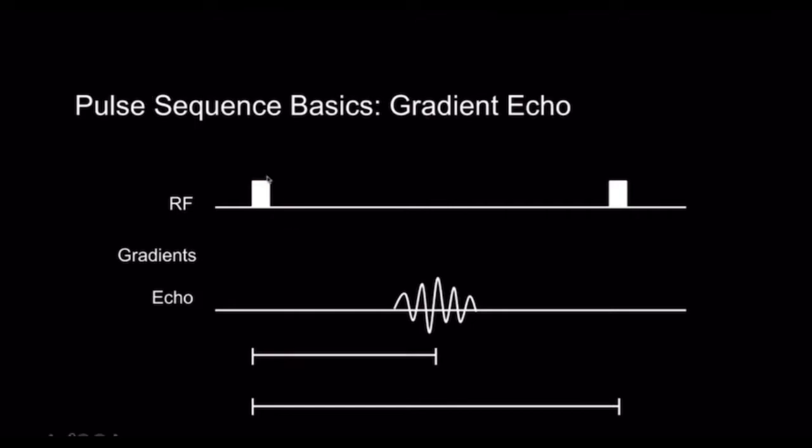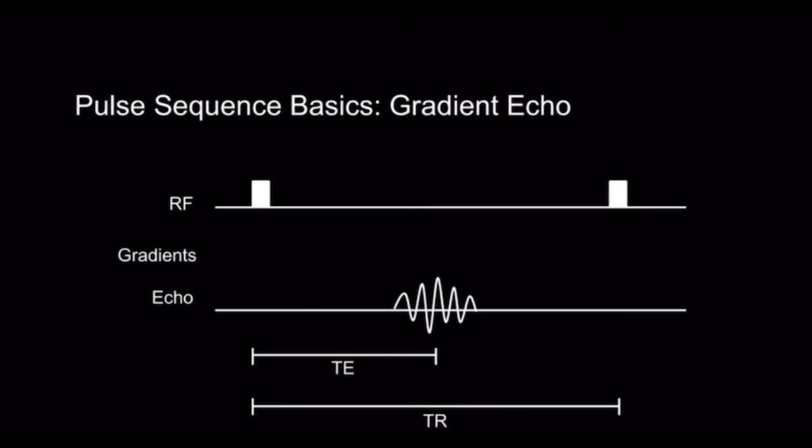So we have this RF pulse, gradients do their thing, and then sometime later we have this echo, and this is a gradient echo. This is signal that we can sample. And then we do it again a little bit later with another RF pulse and then another echo down the road here. Okay, so now we have enough information to define two key pulse sequence parameters, TE, or time to echo, and TR, or time to repetition, that are both measured in milliseconds.